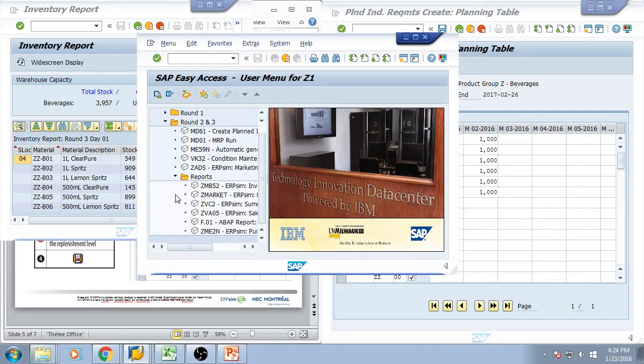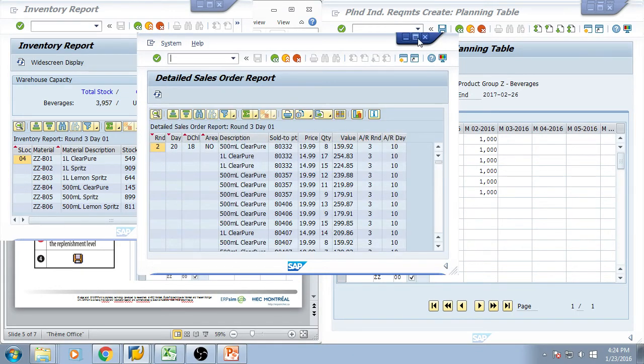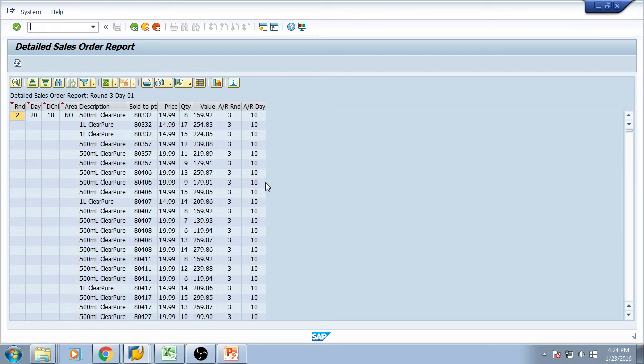So let's go in here, and let's do ZVA05. So looking at this, this is what we're looking for. Now look at this. I'm doing lots of sales of Clear Pure. This is on just day 20. I have Clear Pure going like crazy.